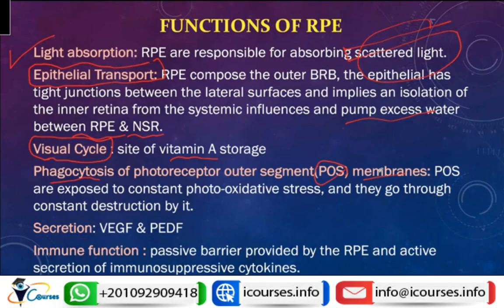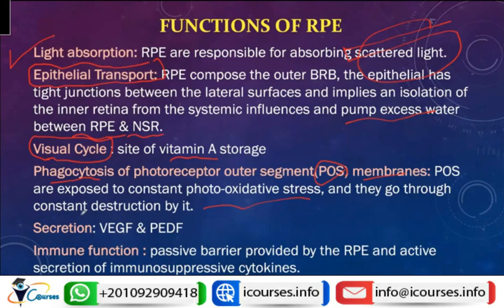We will talk about the process of vision and the visual cycle, and we will say that the outer segments of the photoreceptors are destroyed in a continuous manner in the process of bleaching, and then are engulfed by the RPE. This engulfed outer segment will be a source of vitamin A, as we will see later, and this is due to the exposure to light.